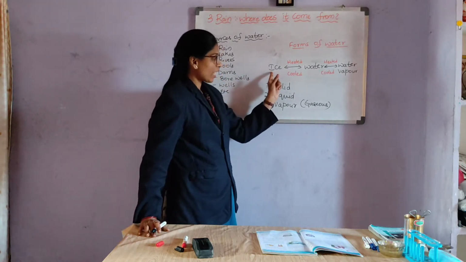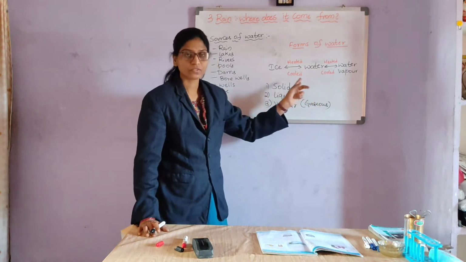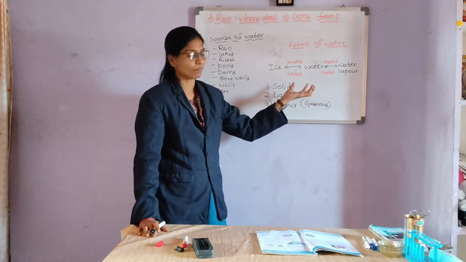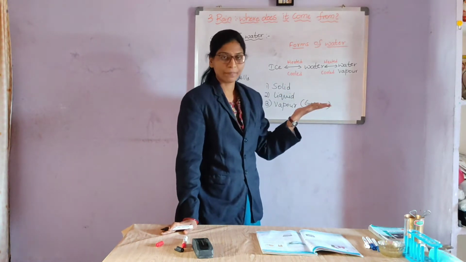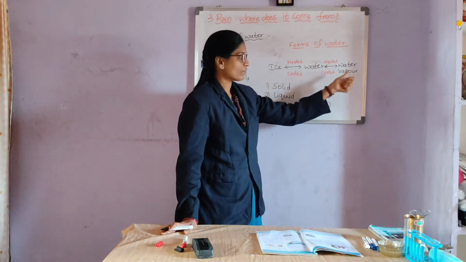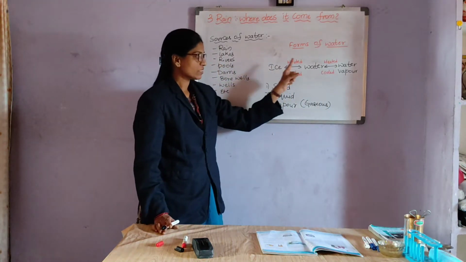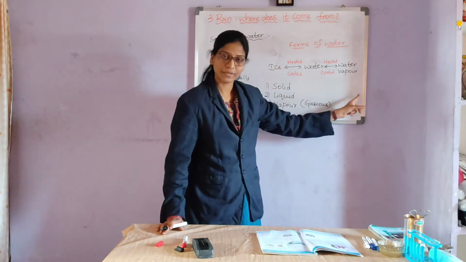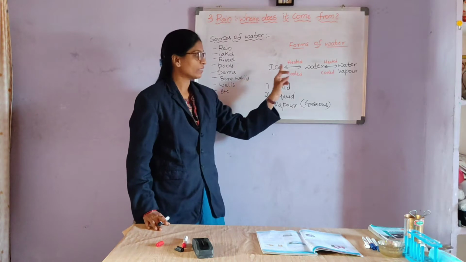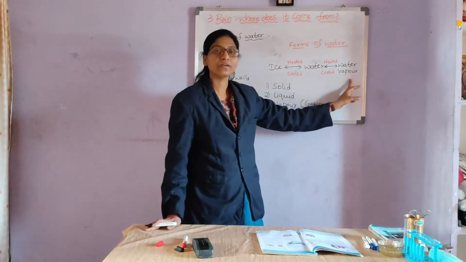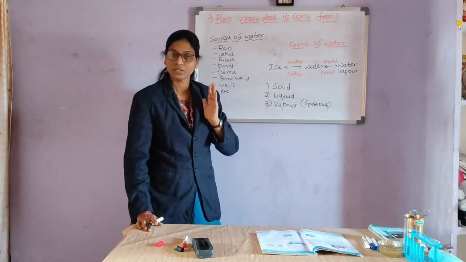And ice, when it is heated, changes into water. So this is the liquid form. When water is heated, it changes into water vapor. So ice, water, water vapor. These are the three different forms of water: solid, liquid and vapor or gaseous form.